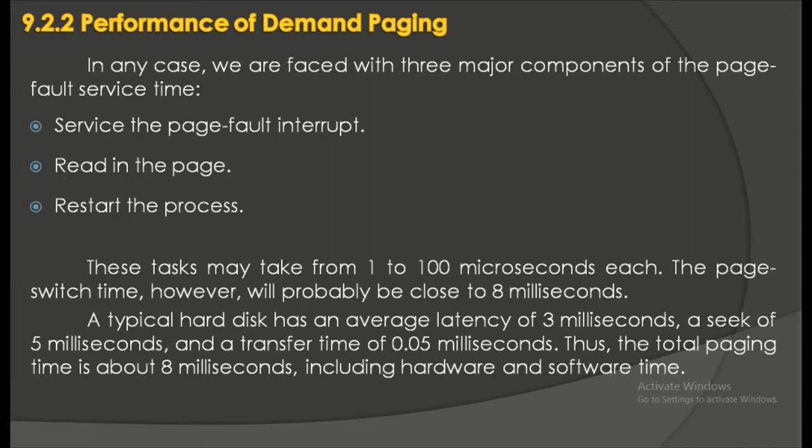In any case, we are faced with three major components of the page fault service time: service the page fault interrupt, read the page, restart the process. These tasks may take from 1 to 100 microseconds each. The page switch time, however, will probably be close to milliseconds. A typical hard disk has an average latency of 3 milliseconds, a seek of 5 milliseconds, and a transfer time of 0.05 milliseconds. Thus, the total paging time is about 8 milliseconds, including hardware and software time.